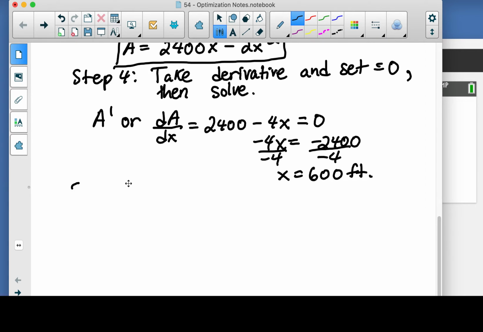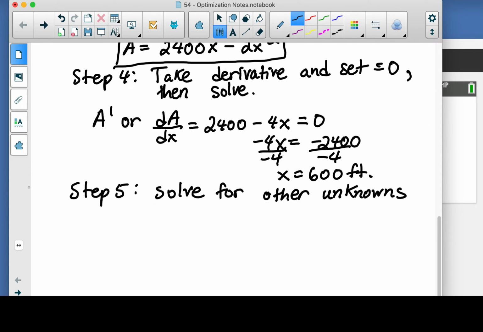Step 5 is to solve for the other unknowns, and you can do that how you want to. We have a lot of equations that we can plug back into. Once you've found that derivative, usually you would plug back in that answer to figure out the maximum area. And then also make sure to answer the question. This question is asking what are the dimensions? So we want to recap that at the end, and then what's the maximum area.